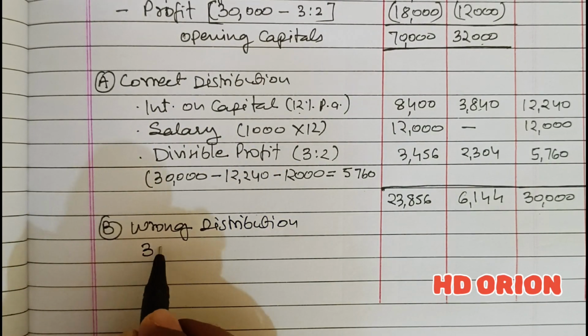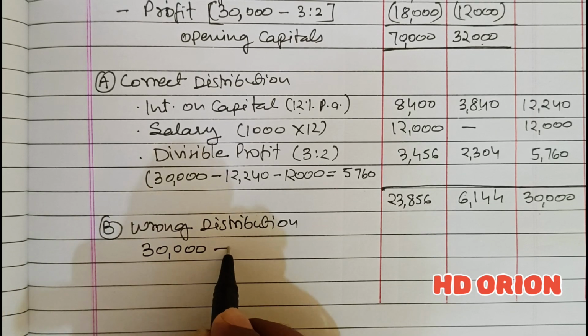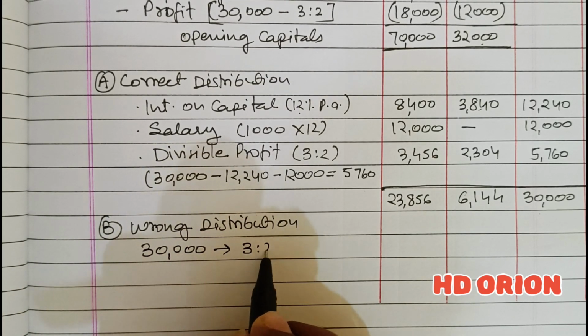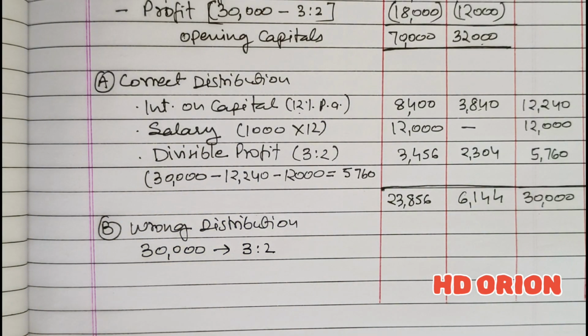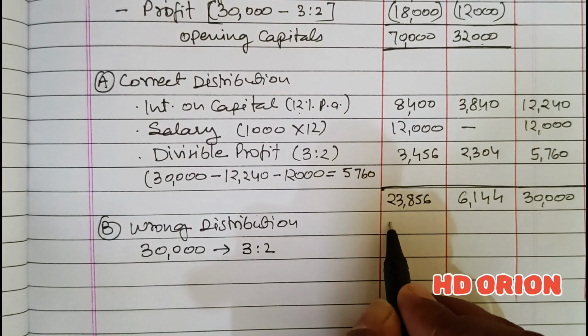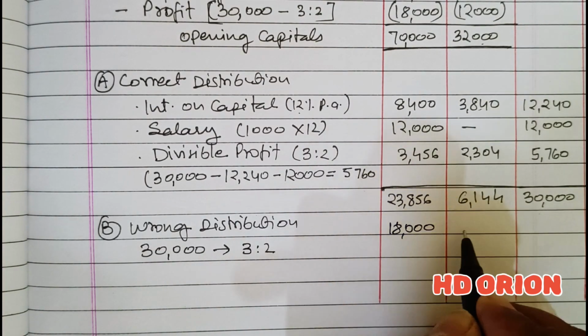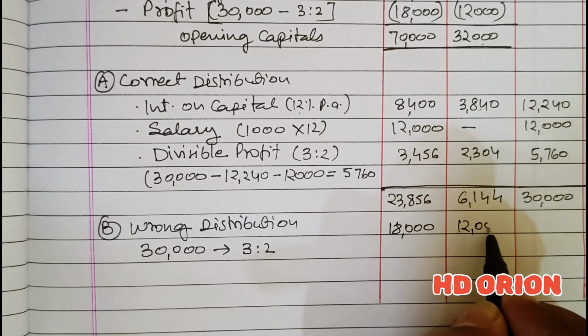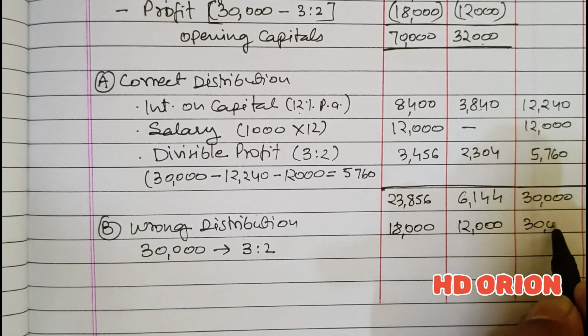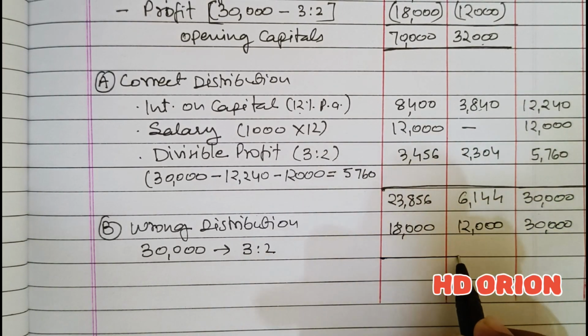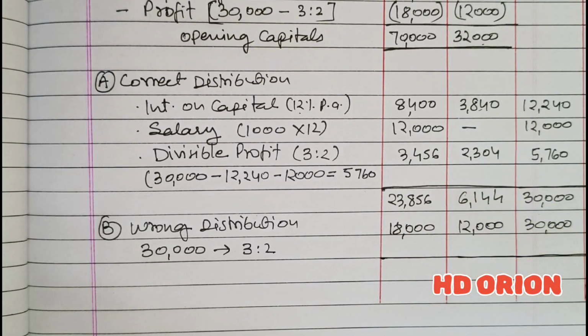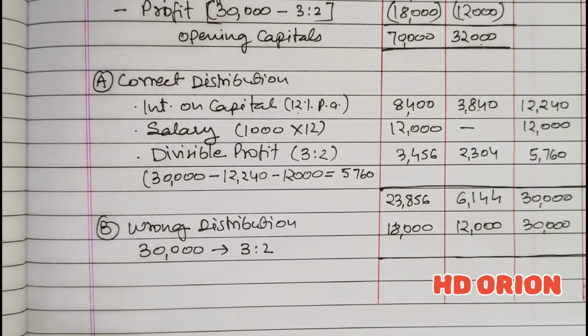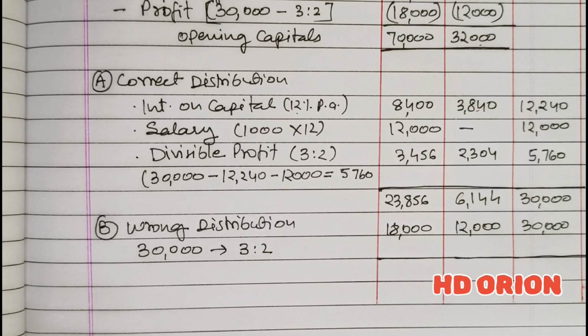In wrong distribution, what have we done? The firm has given this 30,000 to the partners in their profit sharing ratio. This way, the first partner received rupees 18,000 and the second partner rupees 12,000. So this 30,000 was given this way. That is improper allocation of profit, not complying with the points given in the partnership deed.